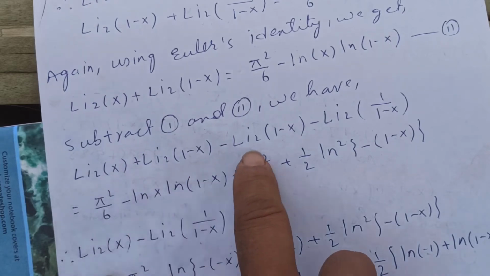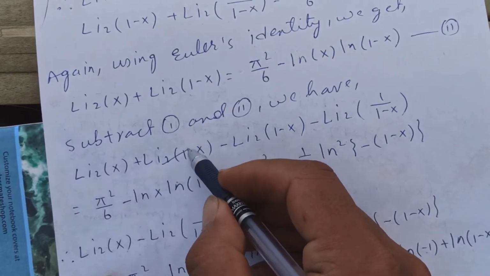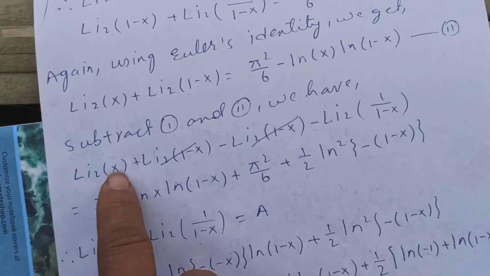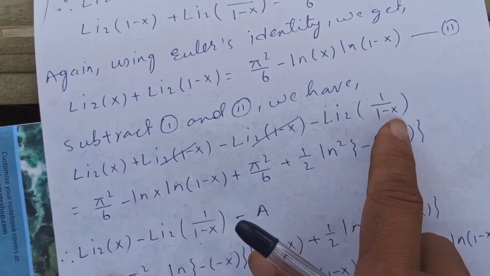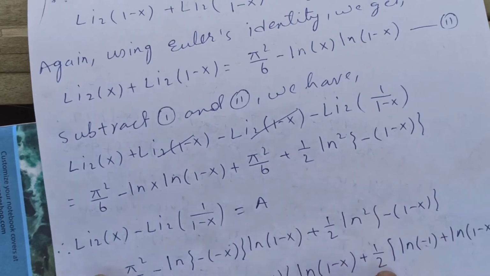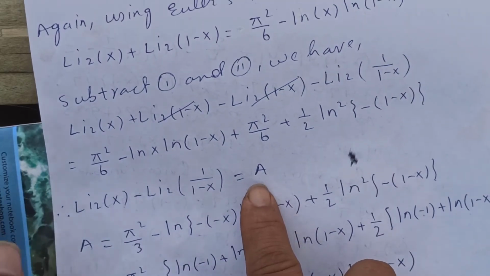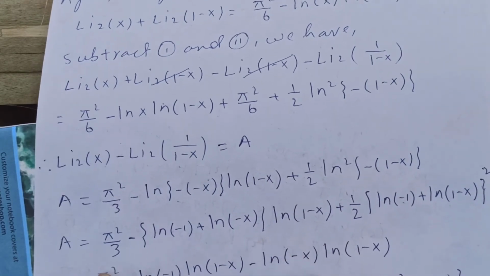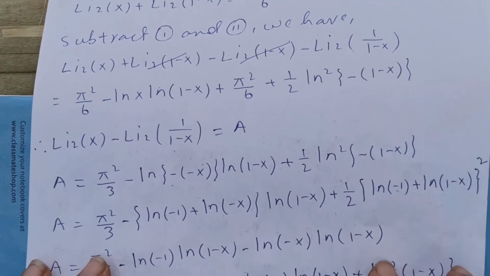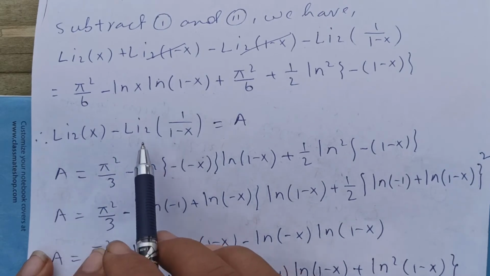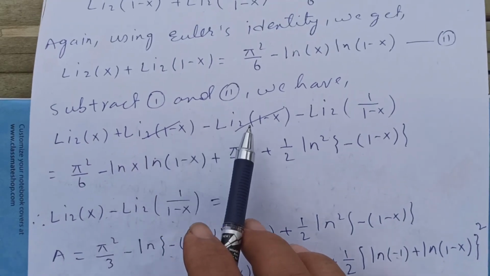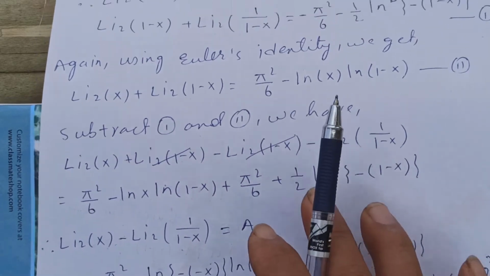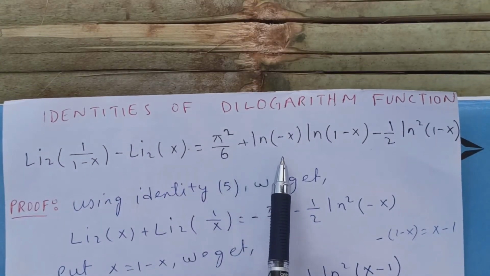Since this is a very long identity, now you can cancel these two. Okay, now what do we have left? We are left with Li2(x) minus Li2(1/(1-x)), and that I call A. Let's call it A. Now A is nothing but this one, which is on the left hand side. So now we are going to simplify the right hand side to get our required answer here.